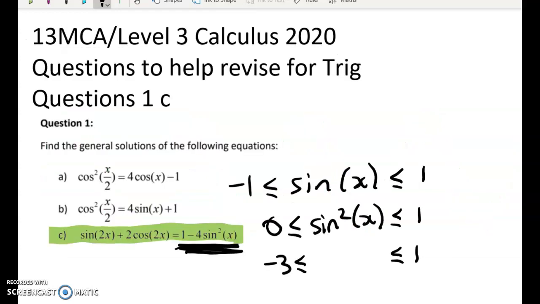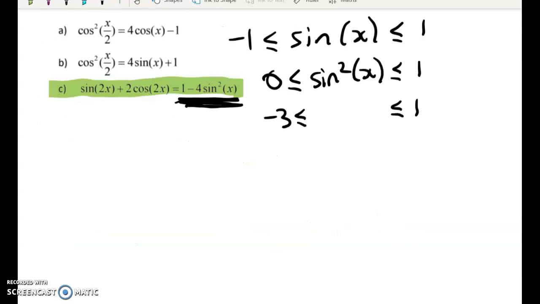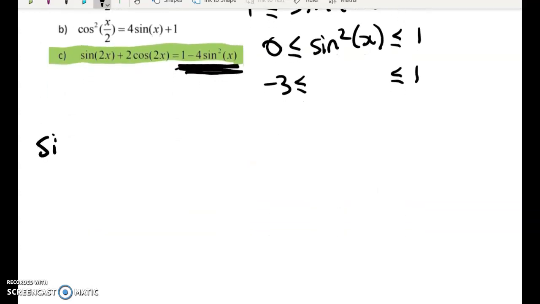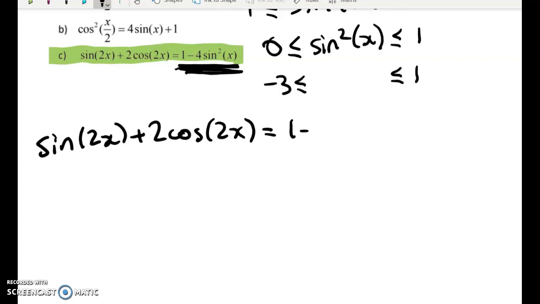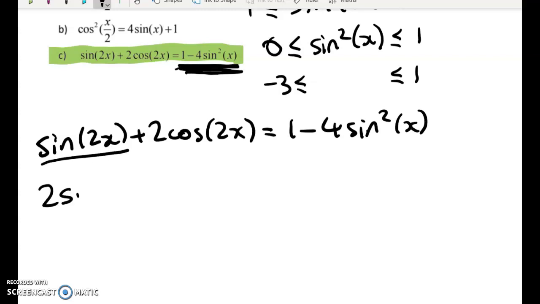So going back to our question, what do we need to do to start with? Well, I'm going to substitute in some double angle identities and see what happens. So we've got sine of 2x plus 2 cos of 2x is equal to 1 minus 4 sine squared x. Sine of 2x has only one possible substitution, it's 2 sine x cos x. But for this one here, we've got a couple of choices.